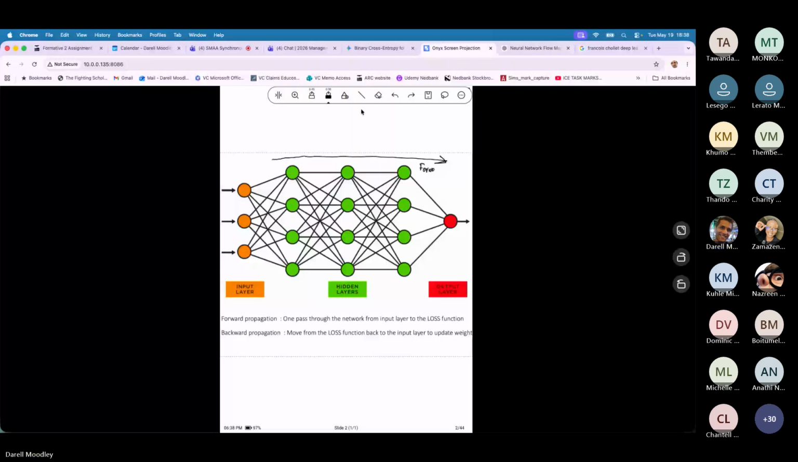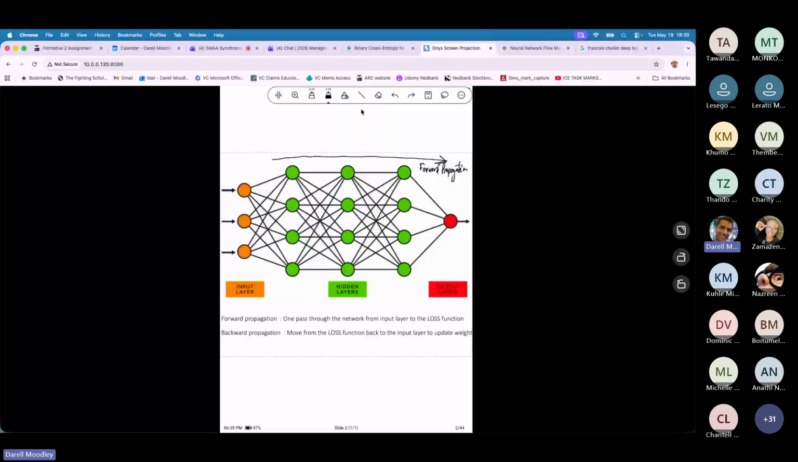Propagation. And forward propagation, all it does is it basically tells you how close we are to the actual value. Like how close is our prediction to the actual value? That's what the forward propagation does.